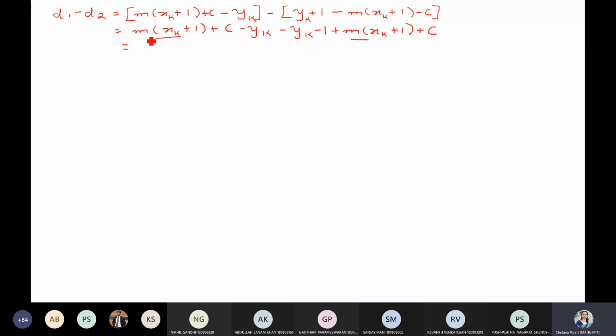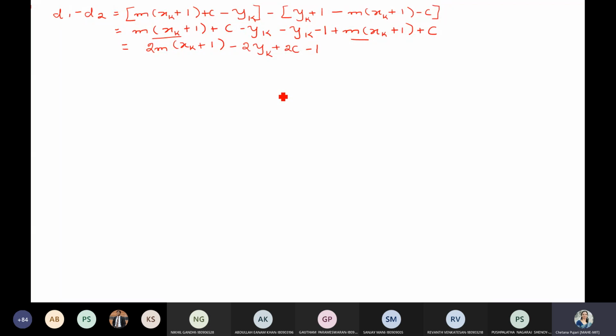So next we can see we have m of xk plus 1, m of xk plus 1. So it will become 2m of xk plus 1, and you have yk and yk minus minus, right? So it will become 2yk, and we have c and c, plus 2c minus 1. Okay, is it clear till here?